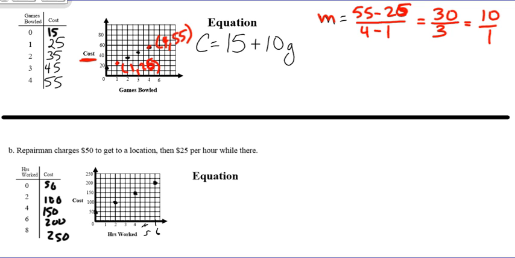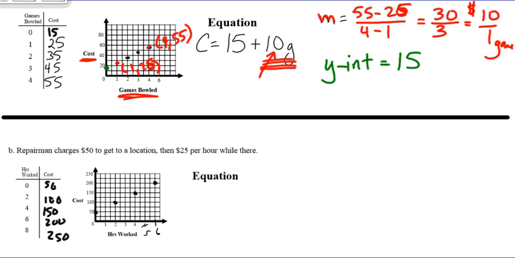Our y is cost. Our x is games. $10 per 1 game. Why is that $10 per game so important? Look at that. It's part of our equation. The change that's occurring, $10 per game. But the second thing we were going to look for was where is our y-intercept? We hit the y-axis at 15. So our y-intercept, where we're on the y-axis, is 15. Well, is that just some value? No. It's the starting amount for that question.